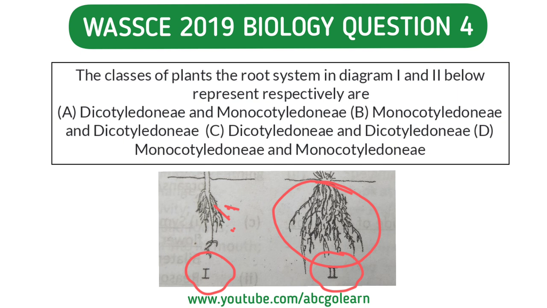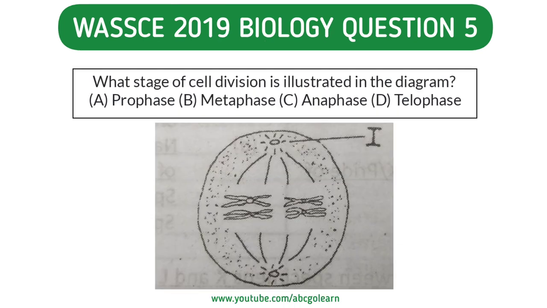When I'm talking about dicotyledon, if you uproot a dicotyledon plant, what you would find is the taproot. If you uproot a monocotyledon plant as well, you would find fibrous root. So that's the difference. With this explanation, you should know that the answer is E, dicotyledon and monocotyledon respectively. This is I, dicotyledon, and II, monocotyledon.